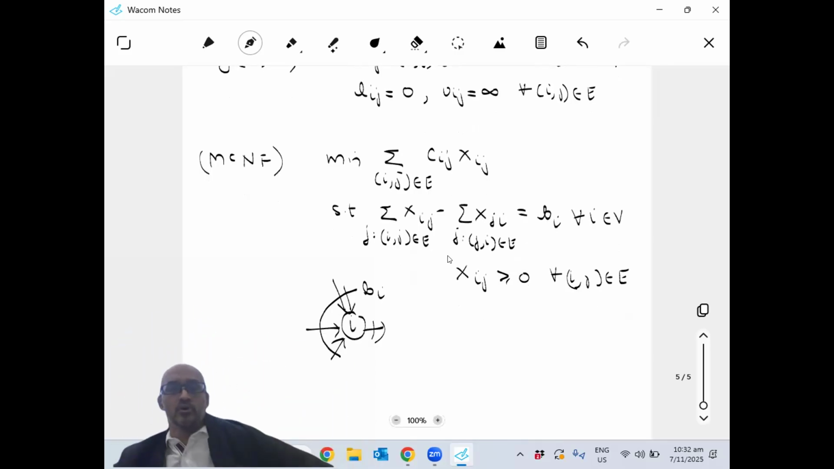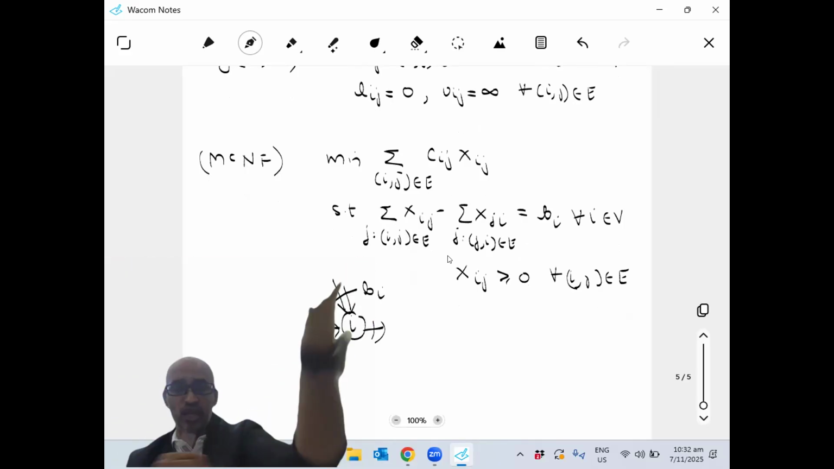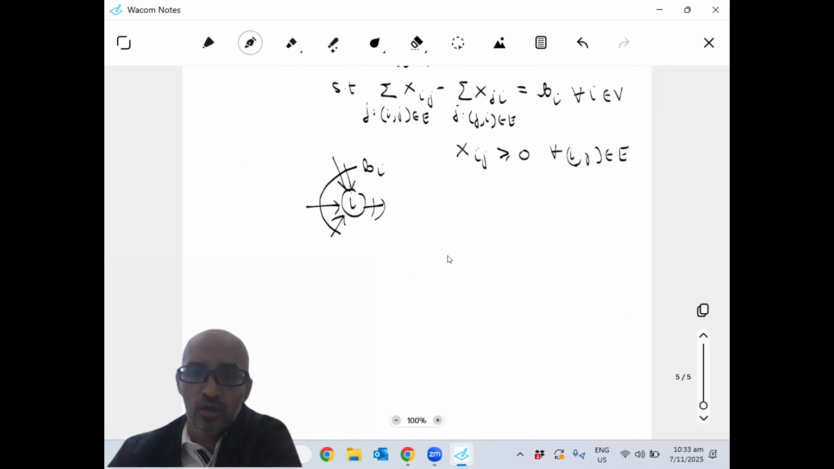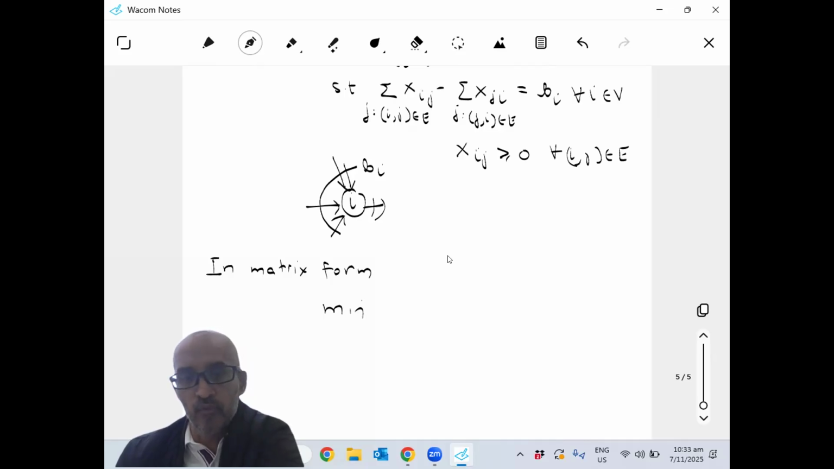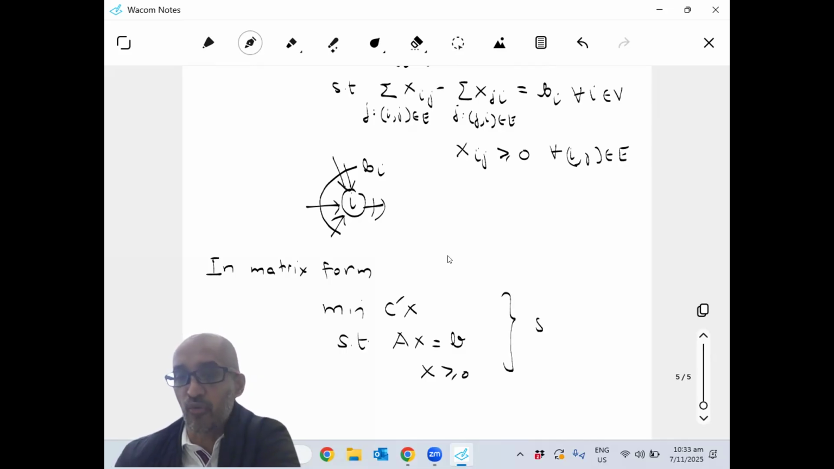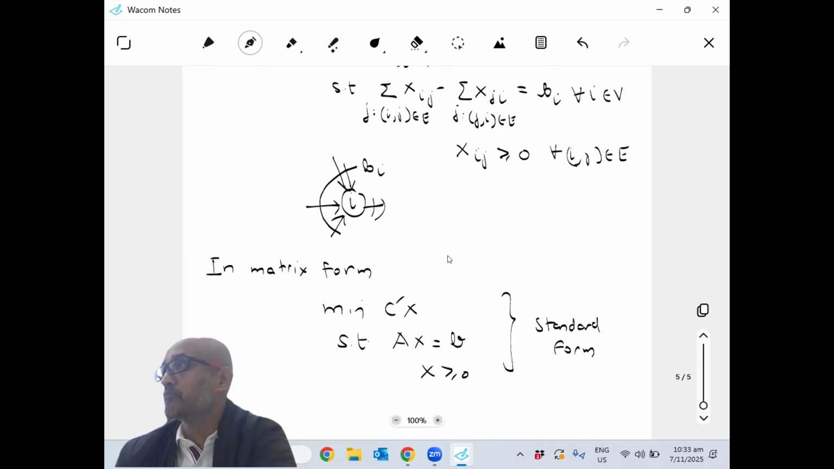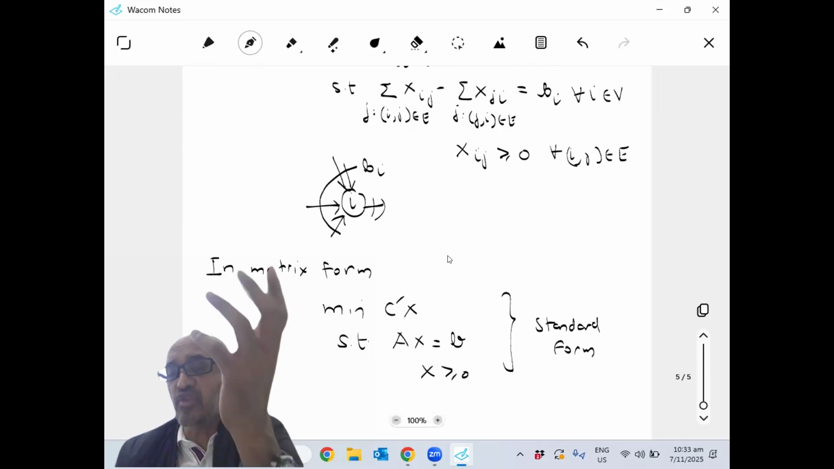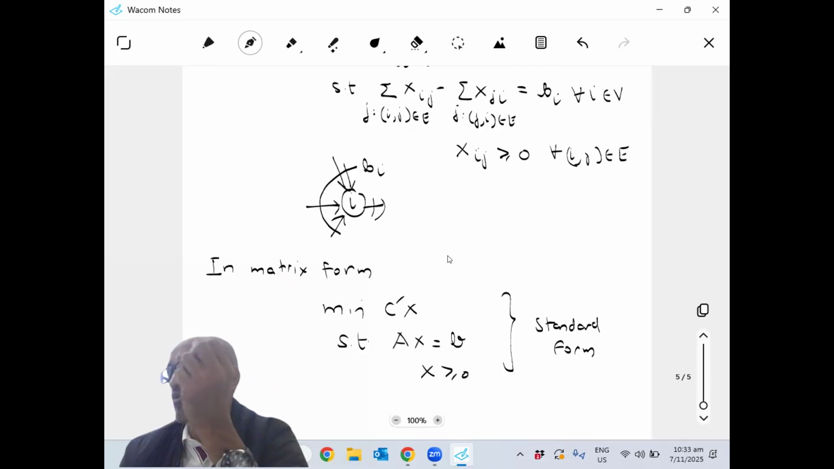Is that clear? The formulation? Okay, so let's now think about this in matrix form. In matrix form, it's minimize C transpose X subject to linear constraints, AX equal to B, X non-negative. So this is exactly standard form LP.